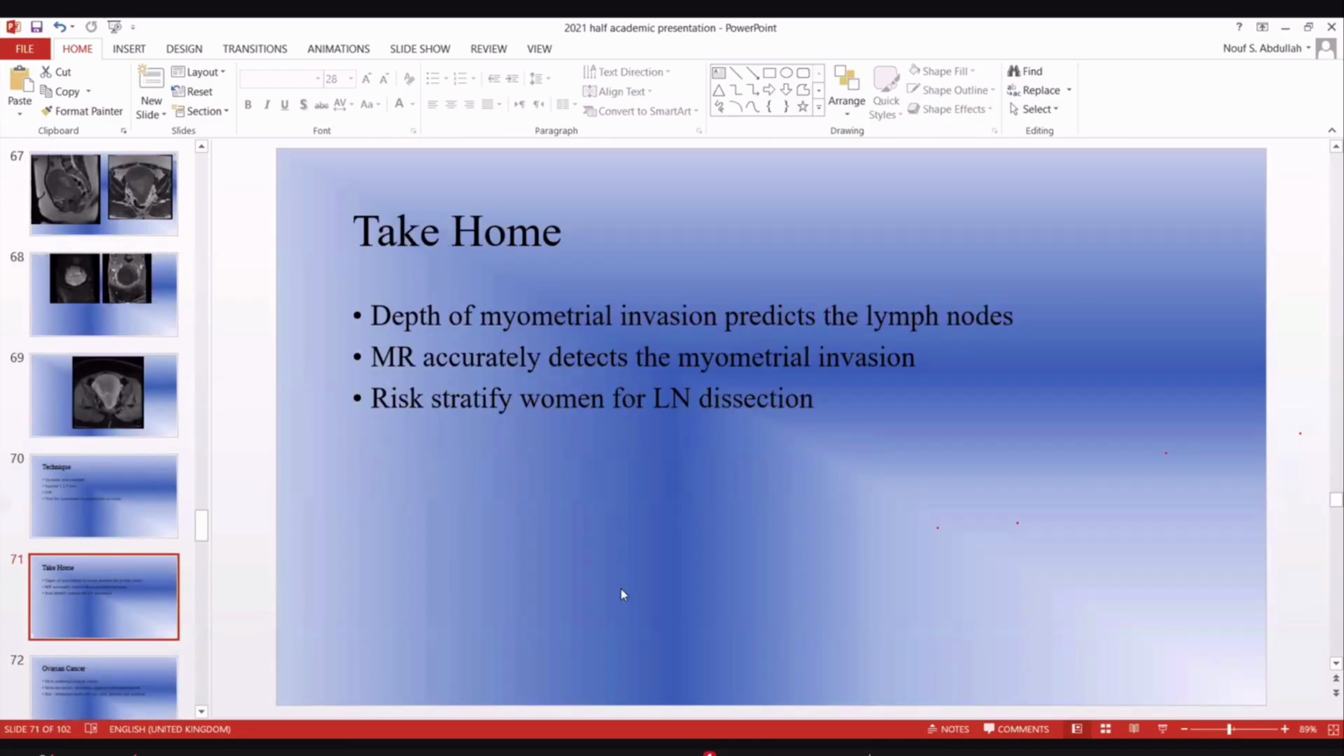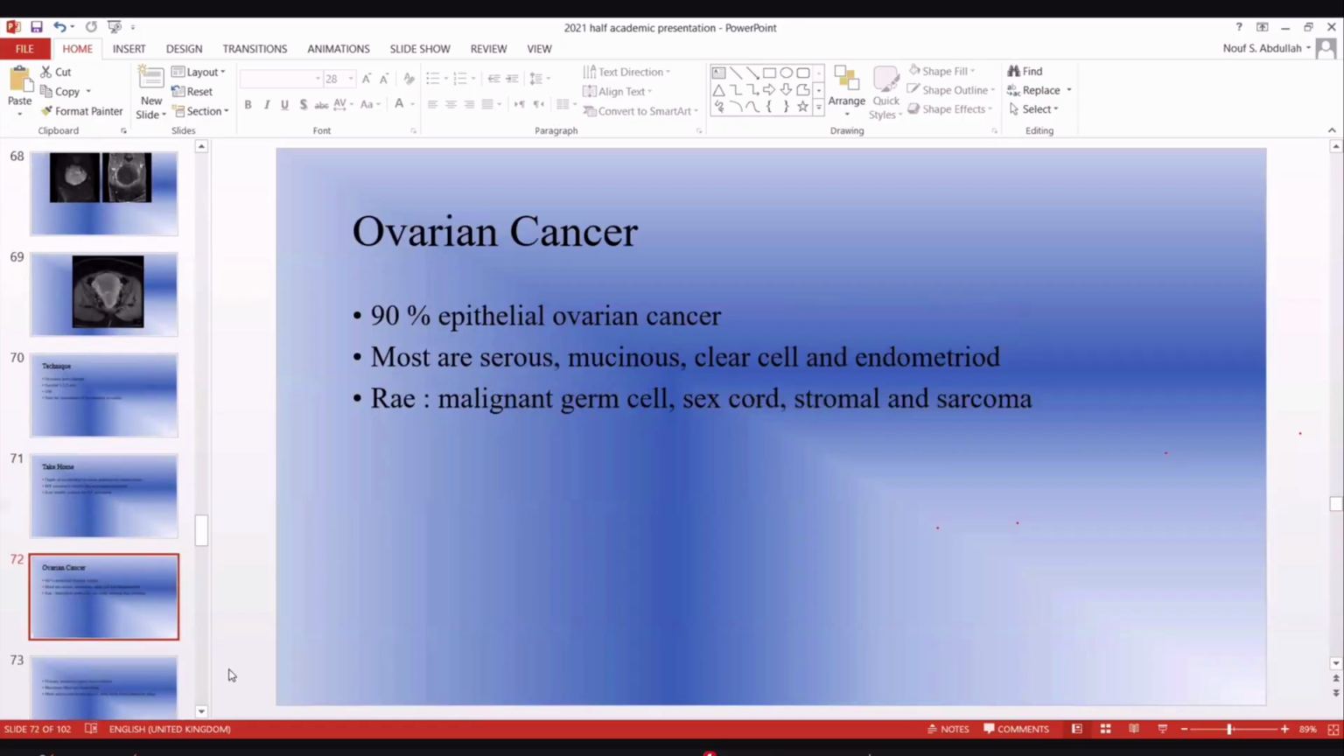So, what are your take-home messages for endometrial cancer? You want to look for the depth of myometrial invasion. So if you want to remember something for the exam, I want to check if there is inner or outer myometrial invasion, because this will predict the lymph node involvement. MRI is accurate for assessment of myometrial invasion, and it does help in stratifying ladies for lymph node dissection. So by that, we finish the endometrial cancer.